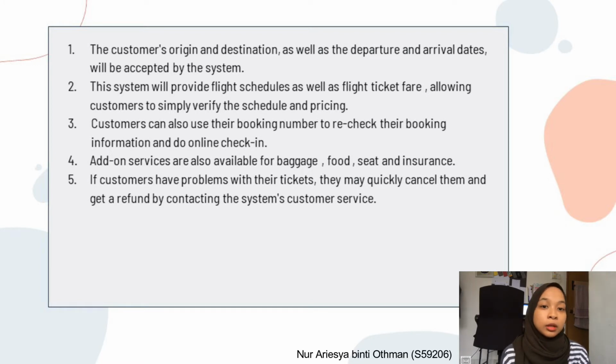The next one is customers can also use their booking number to recheck their booking information and do online check-in. Add-on services are also available for baggage, food, seat and insurance. If customers have problem with their tickets, they may quickly cancel them and get refund by contacting the customer service.